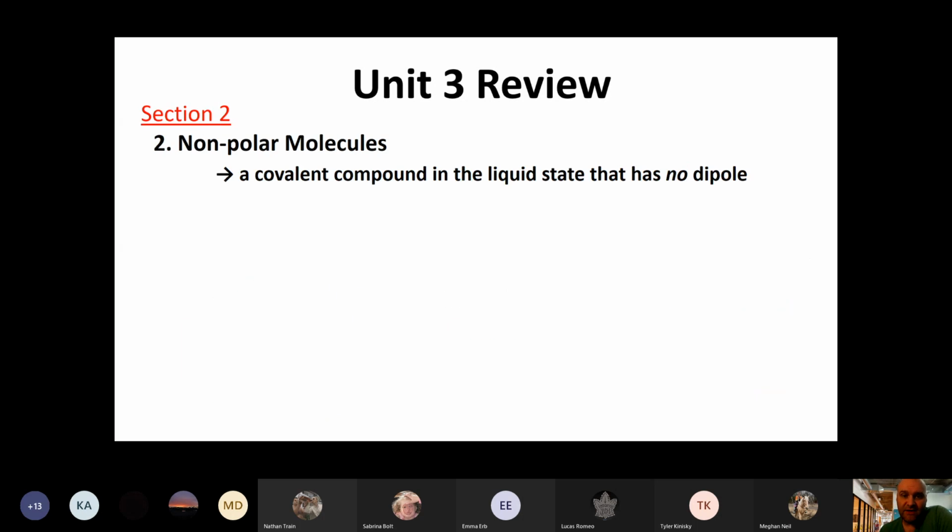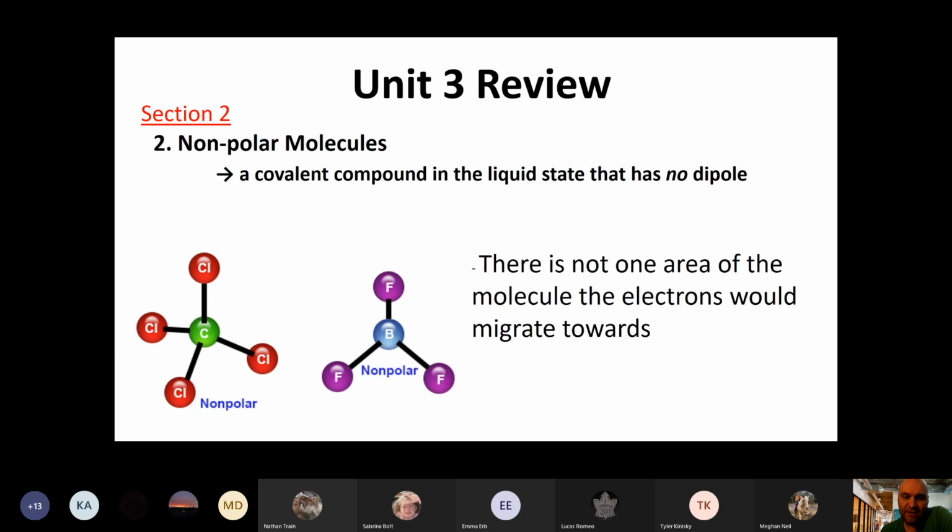Nonpolar molecules, these are covalent compounds that have no dipole. So something like this, again, it's very symmetrical. No matter which way you hold it in your hands, it always looks exactly the same. There's another one. So you can't really say this area is positive or this area is negative. And these ones do have lots of symmetry. Like I said, you can hold them and you can't really tell them apart.